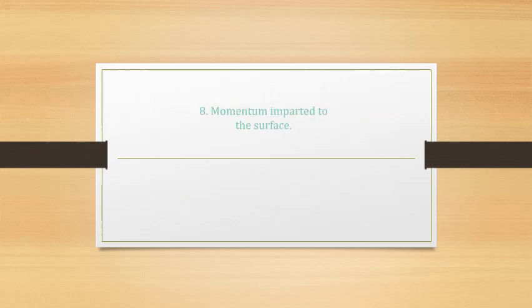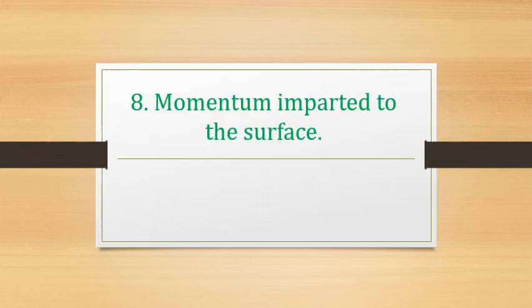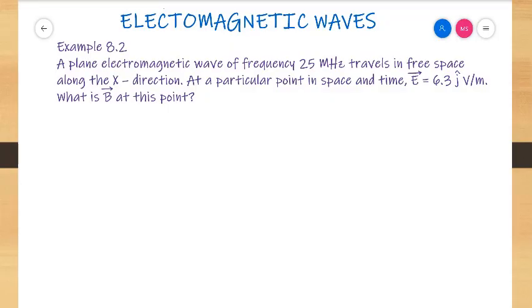Eighth one, momentum imparted to the surface is given as p equals U by c, where U is energy and c is speed of light. So this is the list of important formulas of electromagnetic waves. Now let us start solving examples of this chapter.